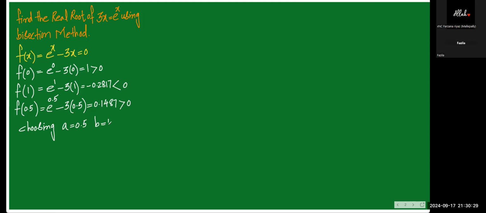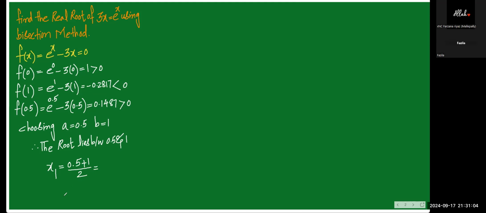So the first approximate root we will write like this: therefore the root lies between 0.5 and 1. The first approximate value x1 is equal to (a + b) divided by 2. Yes, a plus b divided by 2. That is, what's the answer?